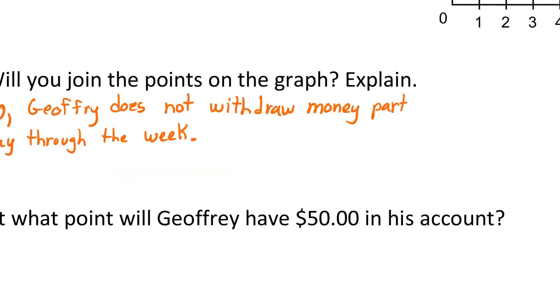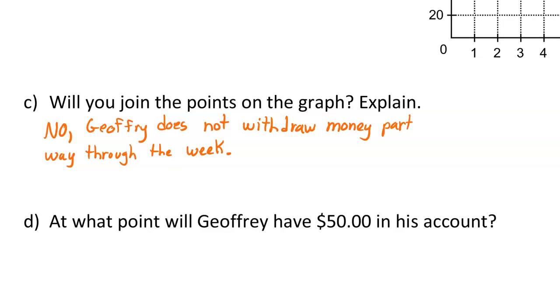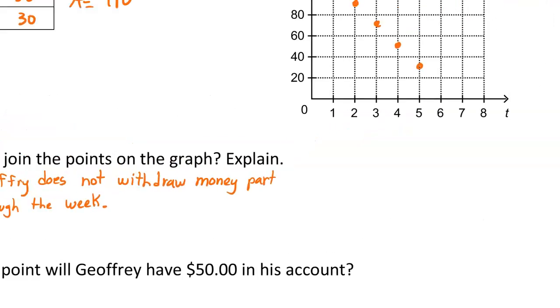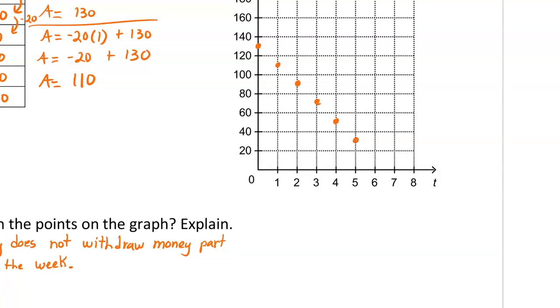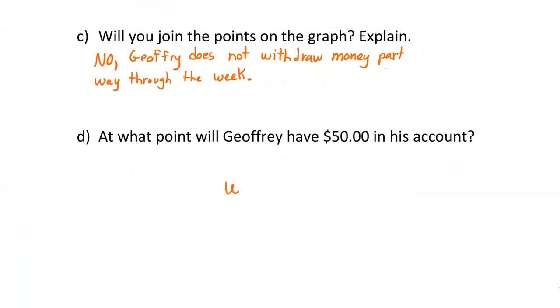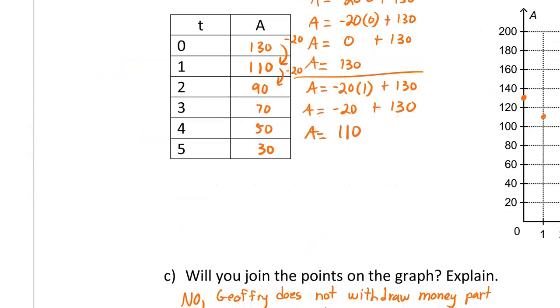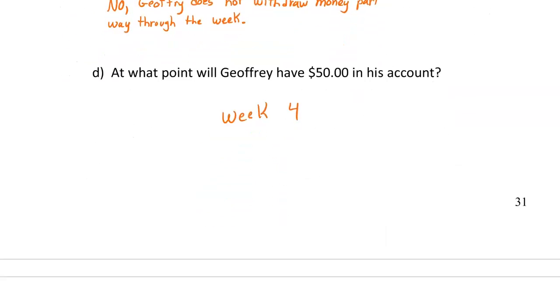Part D now says, at what point will Jeffrey have $50 in his account? Well, if we look back up at the graph here, we're looking for $50. Well, $50 is going to be right there. So we're looking at week 4 is when he'll be down to $50. We could have also looked at the table and week 4 would tell us that information. If we didn't have the table or the graph, we could have used our equation to calculate for that answer.